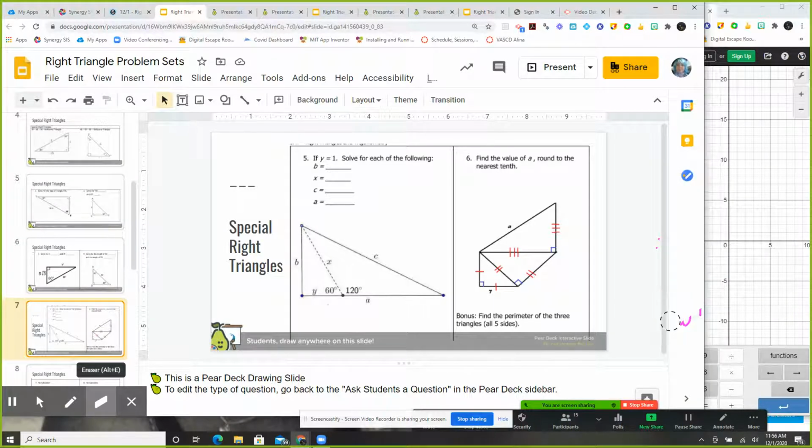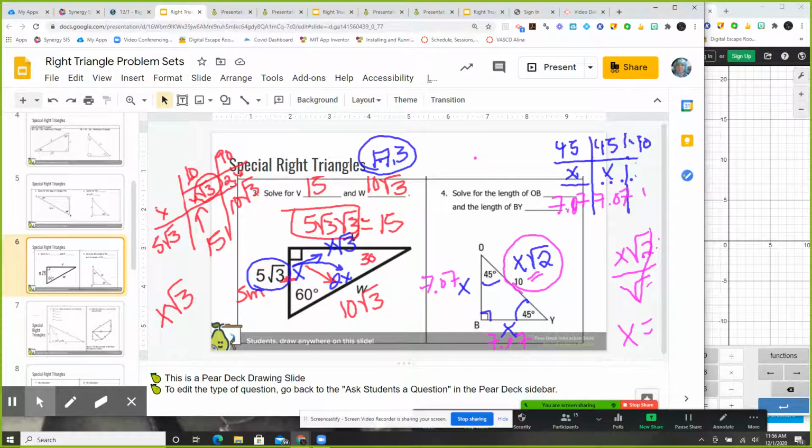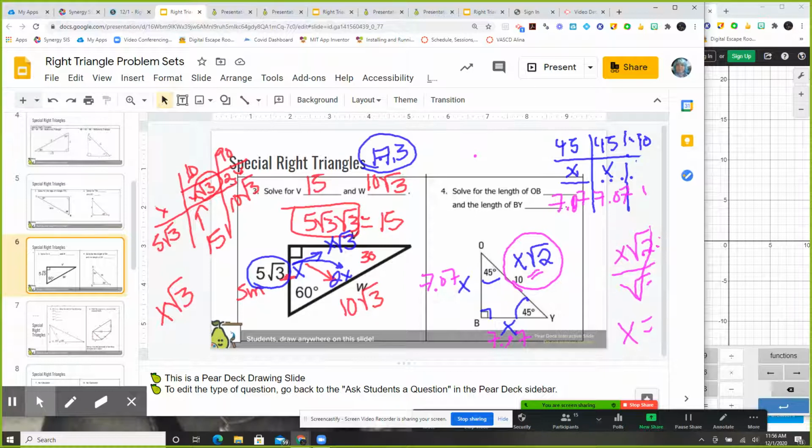Seven on the square root, or 7.07. Uh-huh. What were those asking for? OB and BY are those side lengths, right?